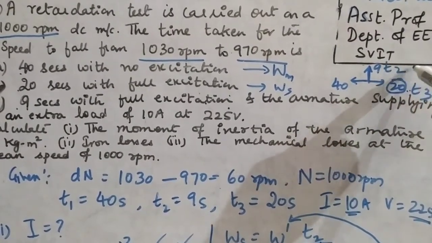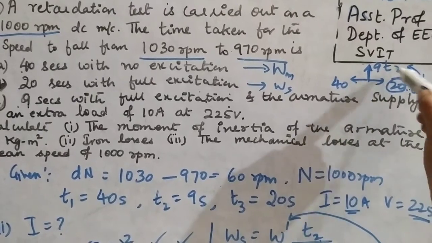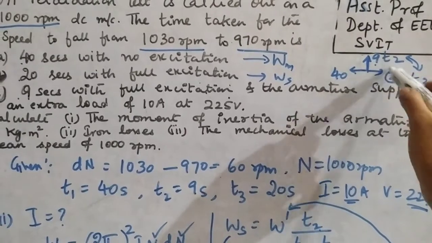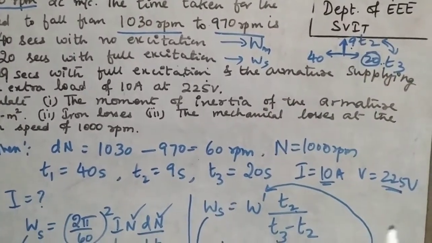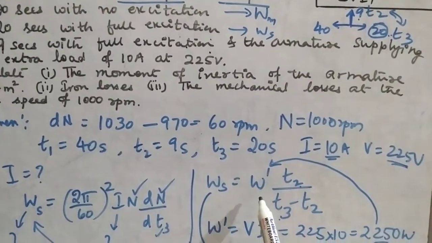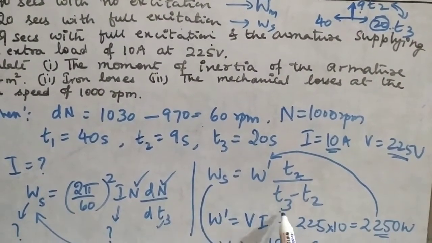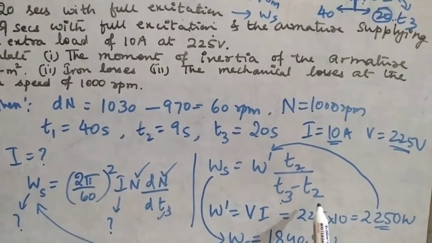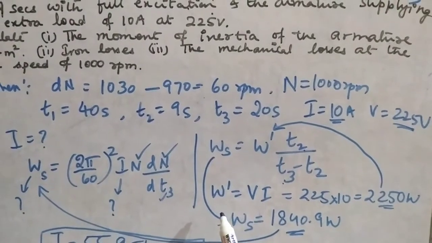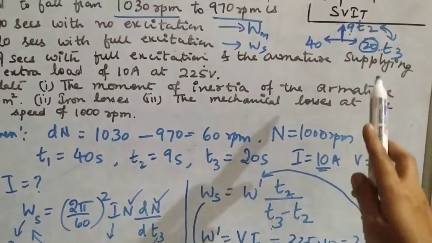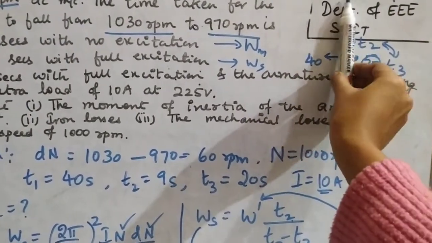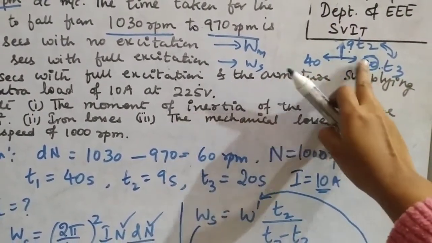This time is t2. For the intermediate position, we have to cross the 9 seconds, so we have to take the difference of these two time intervals, 20 and 9. Therefore t2 is 9, and it will be written as W dash into t2 divided by t3 minus t2. Getting that value, right? In that W dash, if they have not mentioned this switch position value, then we have to take a difference of these two values.